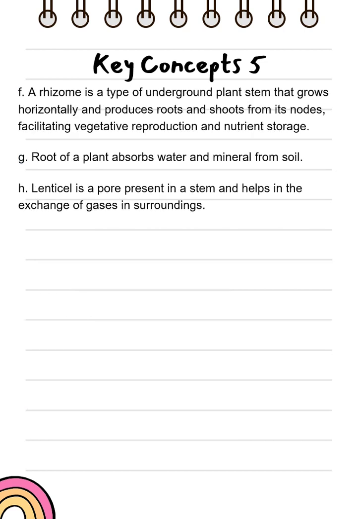A rhizome is a type of underground plant stem that grows horizontally and produces roots and shoots from its nodes, facilitating vegetative reproduction and nutrient storage. Root of a plant absorbs water and minerals from soil. Lenticel is a pore present in a stem and helps in the exchange of gases with the surroundings.